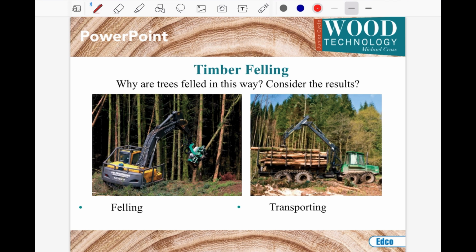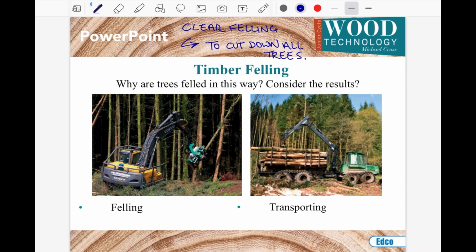There is a key word that you need at this stage. It's called clear felling. Now, you will often be asked to explain what clear felling is in your exam in terms of a short question. Clear felling means to cut down all the trees in a particular place. Cut down all trees. Okay, so that's clear felling.